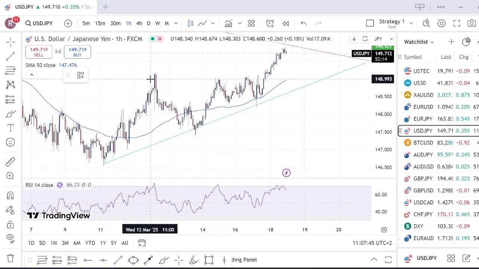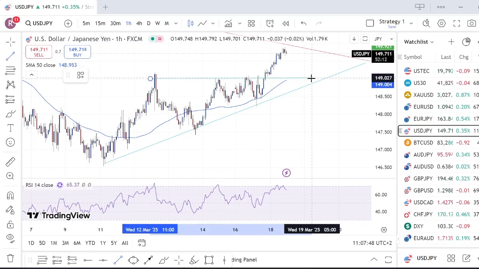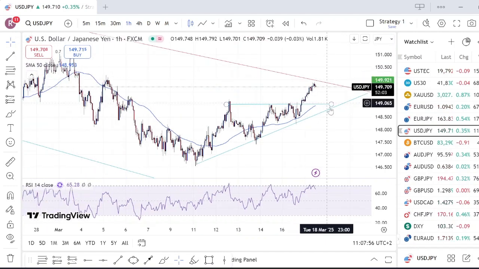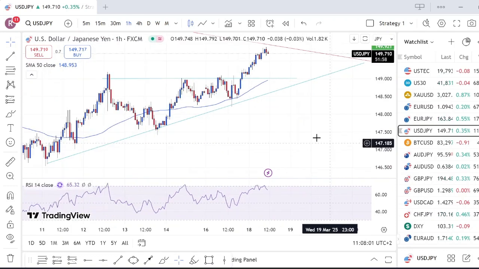Okay, from here, bang, bang. Looking for a retest of 149.0. Price coming all the way back down, testing and then breaking above that resistance trend line. Can definitely see that happening.